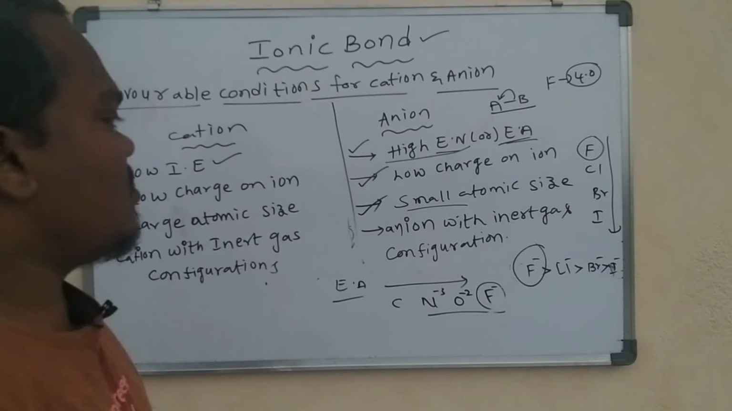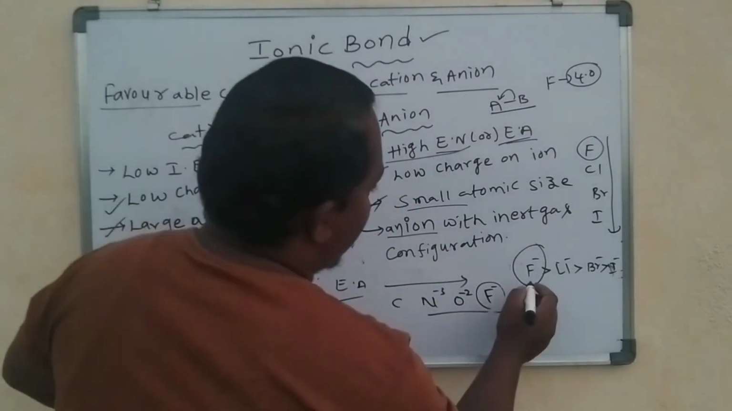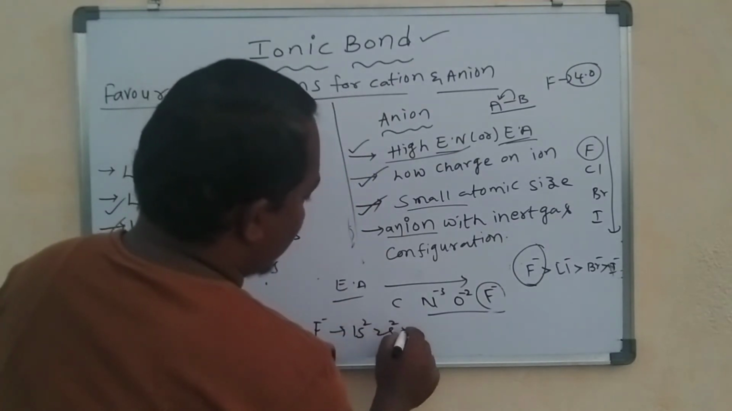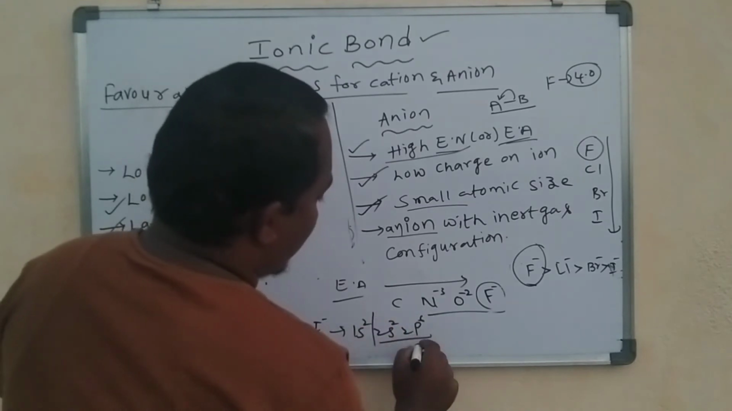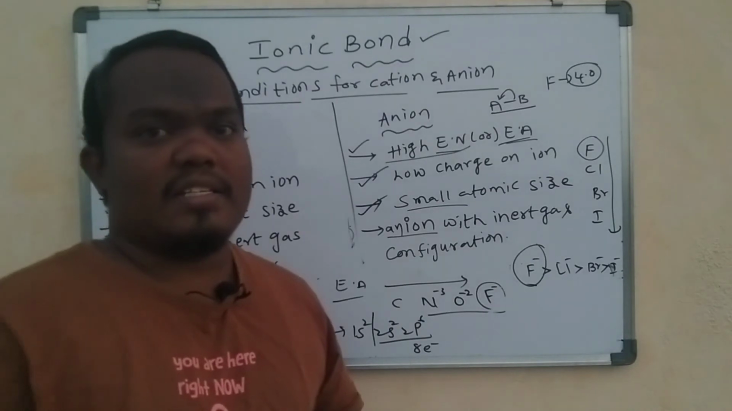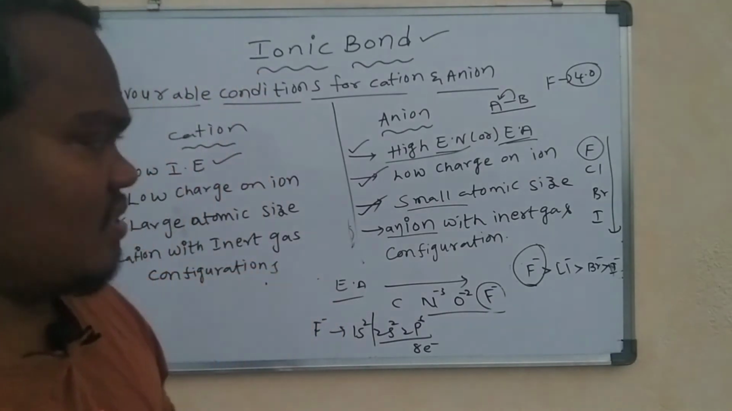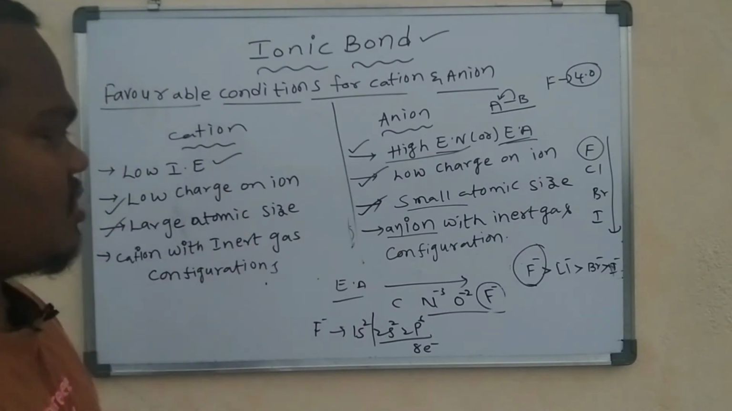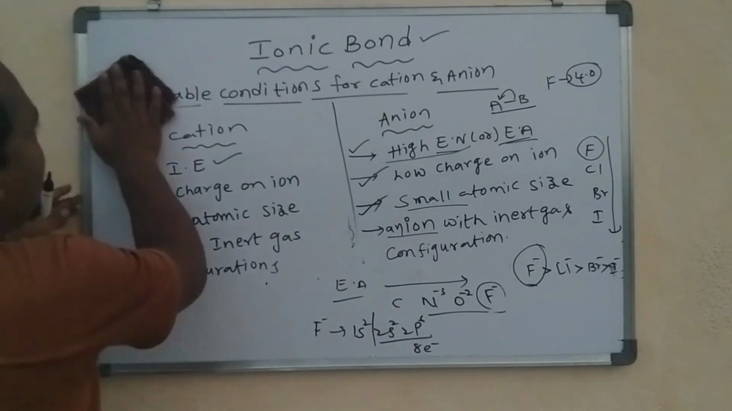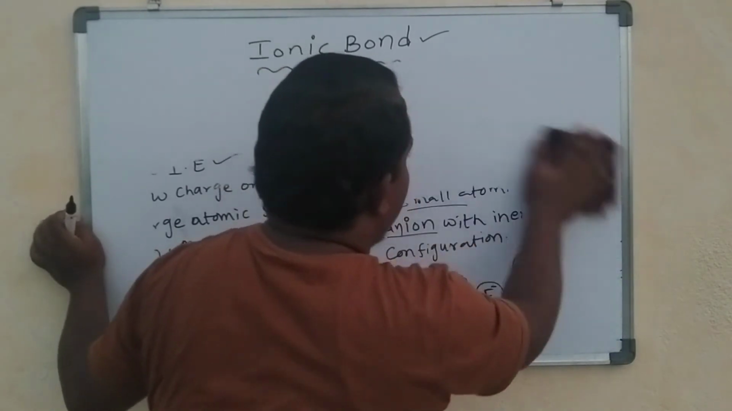Okay, here we also understand anions with inert gas configuration. When F- is formed, we have the electronic configuration 1s2 2s2 2p6. So in its outermost shell there should be 8 electrons, and this is called inert gas configuration. An anion with inert gas configuration is formed under the most favorable conditions. And let me explain the general conditions for the formation of an ionic bond.